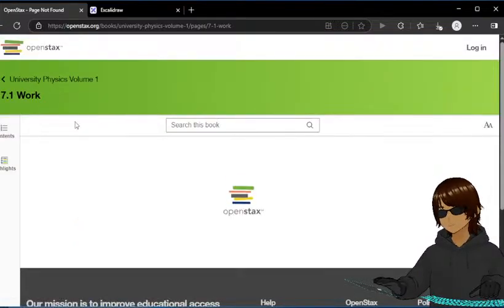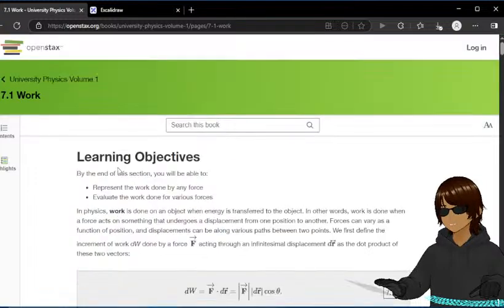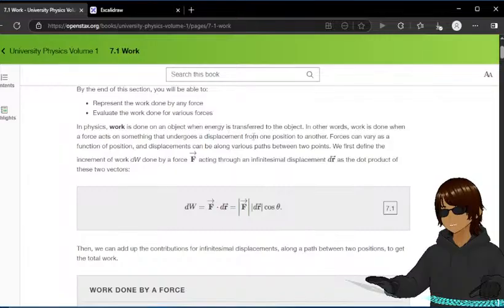Work. In physics, work is done on an object when energy is transferred to the object. In other words, work is done when a force acts on something that undergoes a displacement from one position to another.